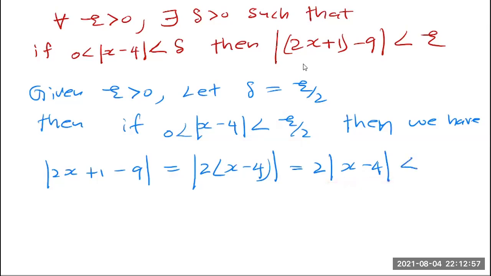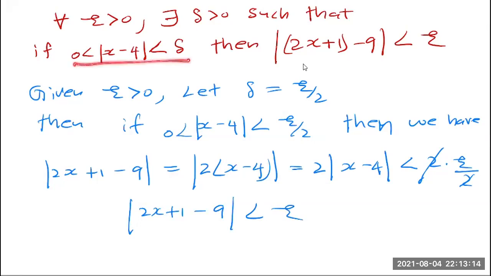So I can replace this by epsilon by 2 to get a bigger quantity. So this has to be less than 2 times epsilon by 2. This 2 will be cancelled. You get the statement in the definition. This is less than epsilon. That's exactly what I wanted to prove. If this is true, I wanted to prove that the absolute value of 2x plus 1 minus 9 is less than epsilon. So we have it. Okay, that completes the proof.